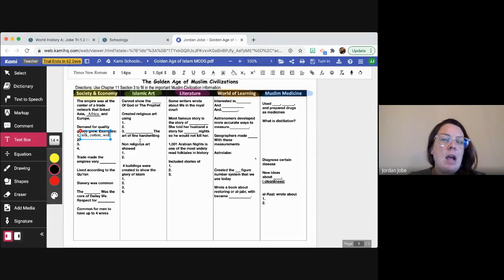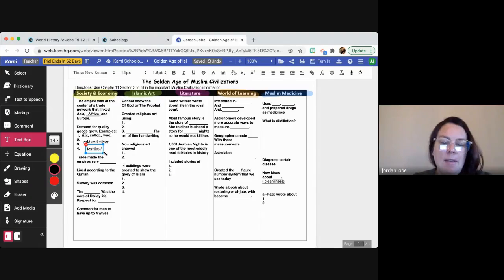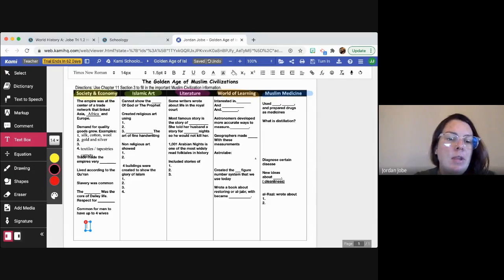Okay, silk, cotton, wool. So different textiles. Gold and silver. What else? Textiles. And tapestries. And carpets. Okay, and then give me one other thing that they were creating as well. I'll give you a hint. It usually helps you smell good. A lot of times people put this on in the morning. It's not deodorant. Yeah, perfume, right?